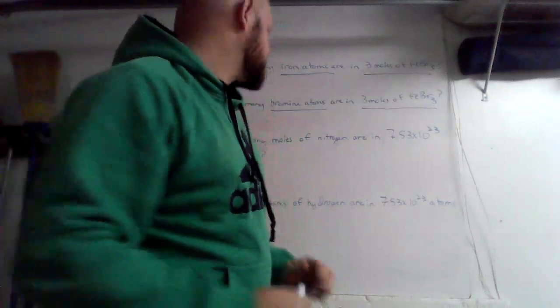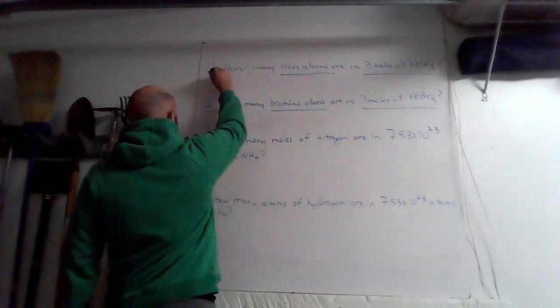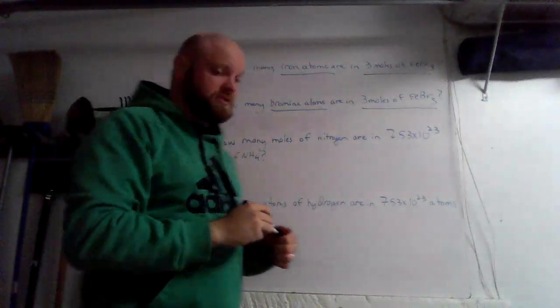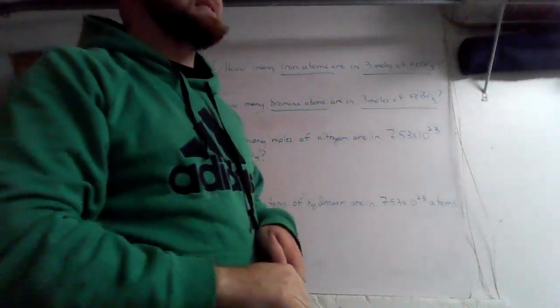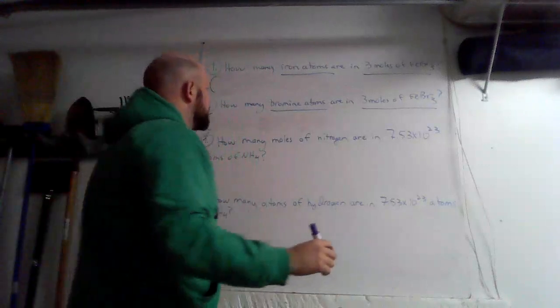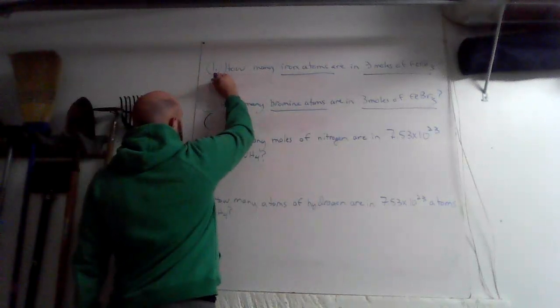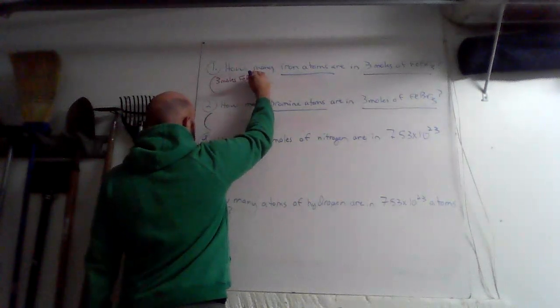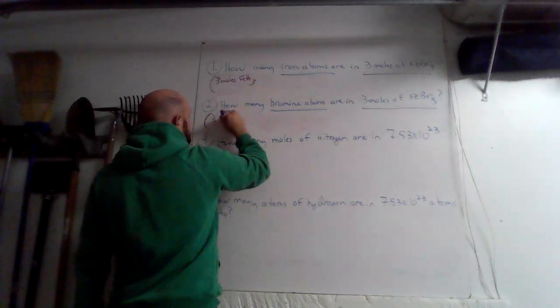So let me start my parentheses. I'm going to do these together. You do not have to do them together. I just think it makes sense for a lot of people because you start seeing the patterns that come together. So I'm going to start with 3 moles of FeBr3 for both.